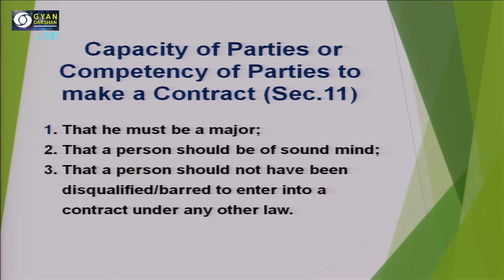A contract can be between legal persons also. For example, a contract can be between two companies or between a company and an individual. So a company is a legal person and can enter into a contract. Another point is that the person who enters into a contract must be of sound mind. He should not be insane or a person of unsound mind, because for a contract there should be consent. There should be consent of both the parties, and the consent should be free.